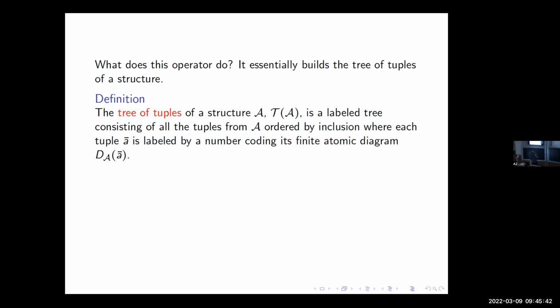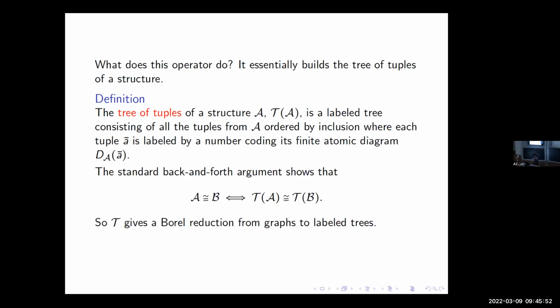And it's not just a tree, right? It's a labeled tree. So the labels are important, because if I don't have the labels, then it's the same tree for any structure. The labels are what makes it reflect the structure. And then the standard back and forth argument is going to show, obviously, you have 2 isomorphic things, the tree you're going to build is going to be isomorphic, but it goes backwards too. That if these trees are isomorphic, then the original structures were isomorphic.